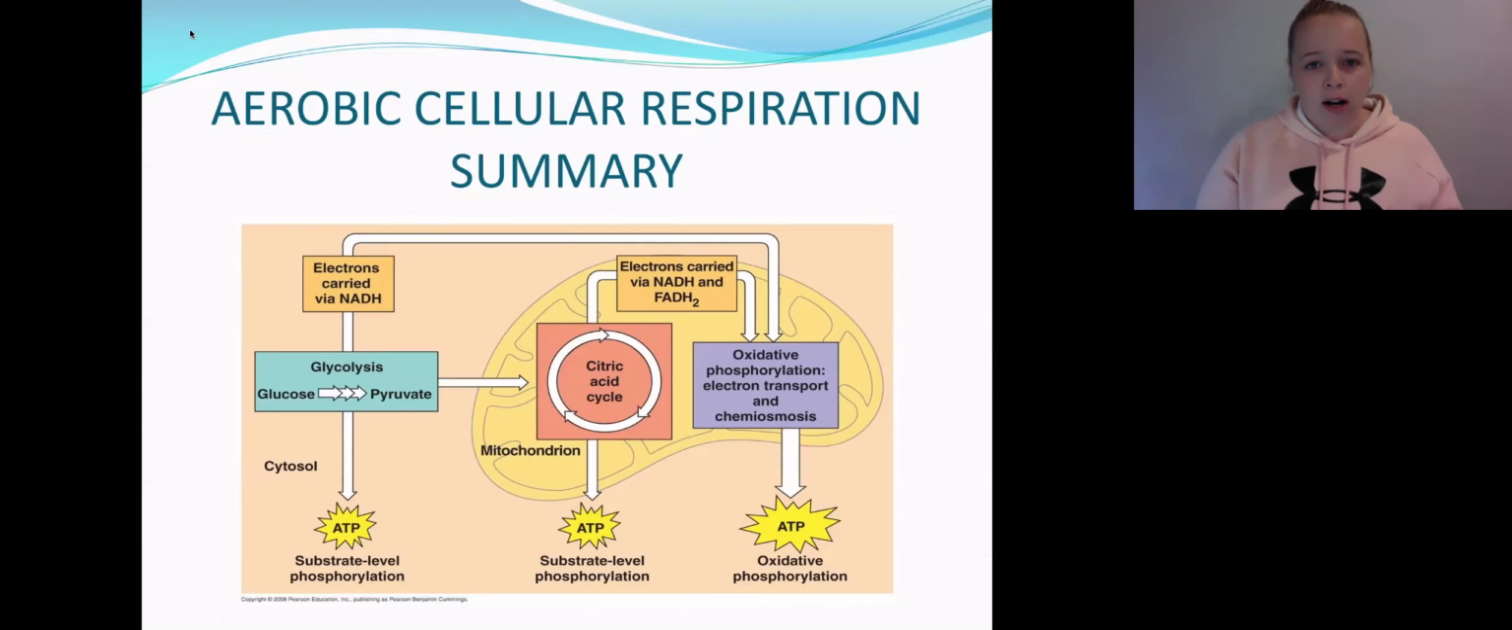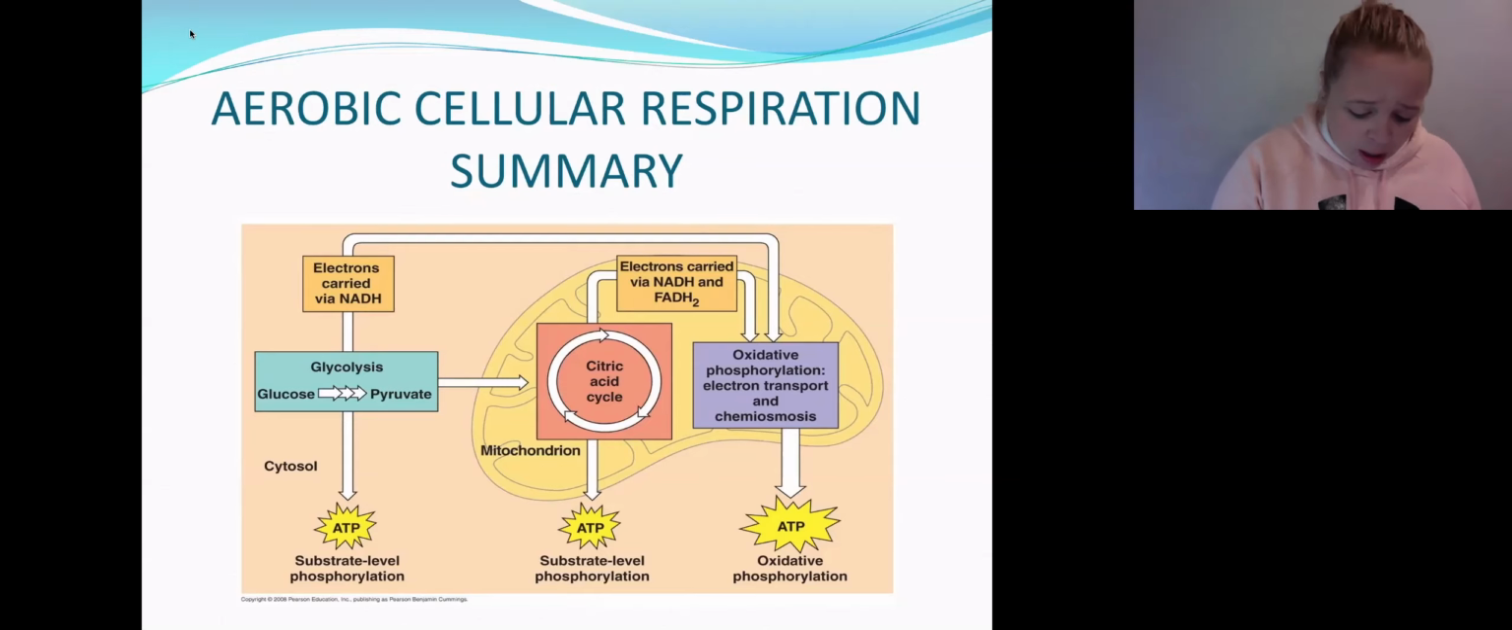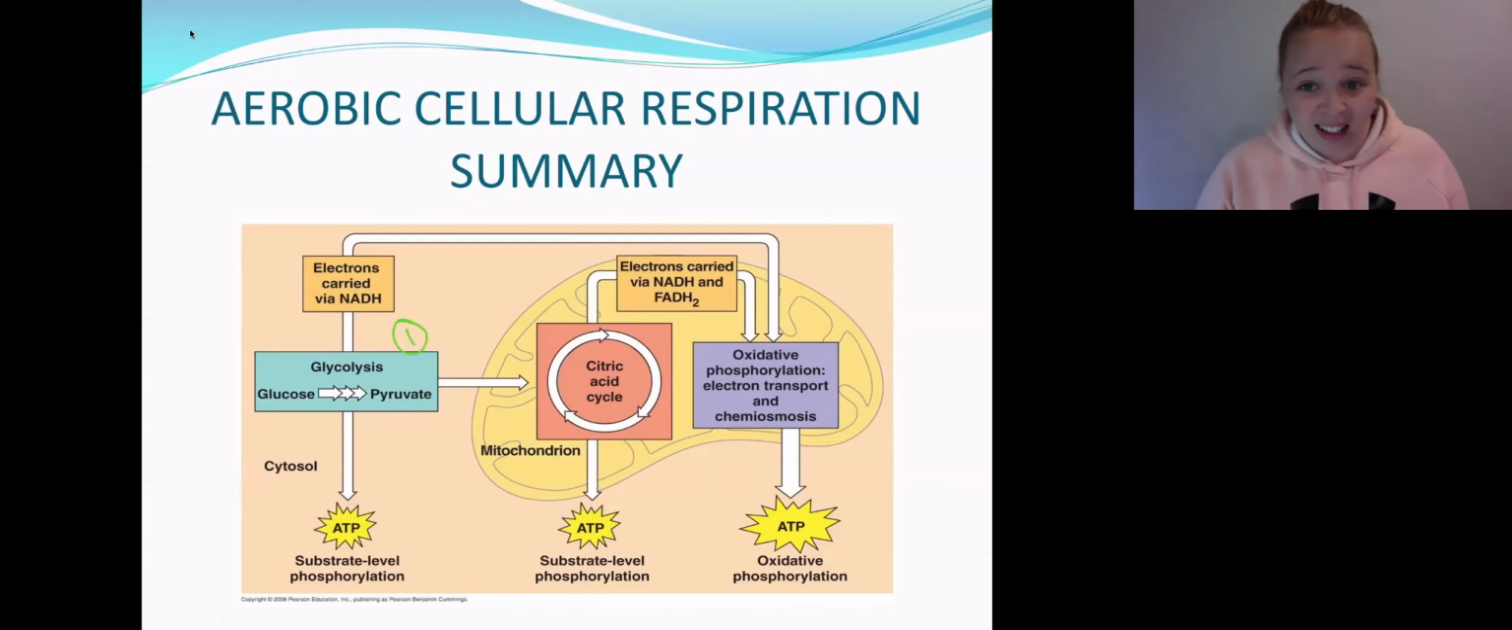So let's just summarize up, what do we know about aerobic cellular respiration? So there are 3 stages within aerobic cellular respiration. Stage number 1 is glycolysis. Stage number 2 is the citric acid cycle. And stage number 3 is the electron transport chain. Okay, let's look at what goes in.